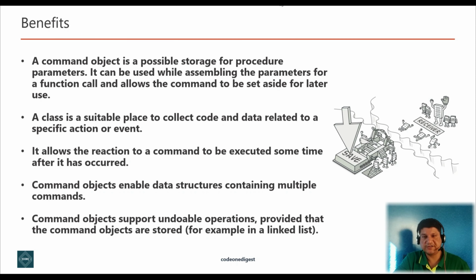So friends, what is the benefit we get out of this command design pattern? A command object is a possible storage for procedure parameters. It can be used while assembling the parameters for a function call and allows the command to be set aside for later use. A class is a suitable place to collect code and data related to a specific action or event. It allows the reaction to a command to be executed sometime after it has occurred.